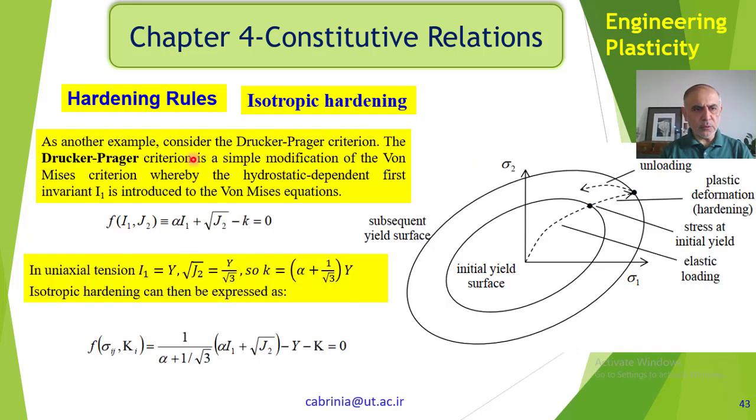For isotropic hardening and Drucker-Prager, we use the uniaxial tension, and we get I1 equal to y and root J2 equal to y over root 3 for uniaxial tension. Note that then k is equal to (alpha plus 1 over root 3) y, and this relationship for the isotropic hardening becomes like this. Remember and note that in all these derivations so far, in order to get the constitutive relations, we use the uniaxial tension.